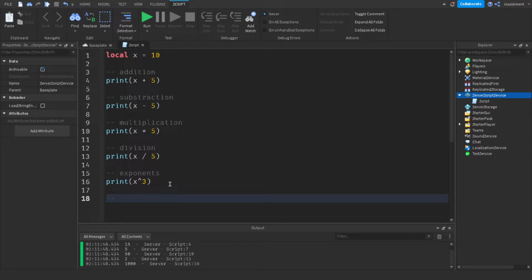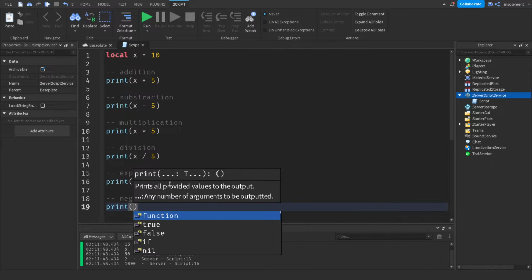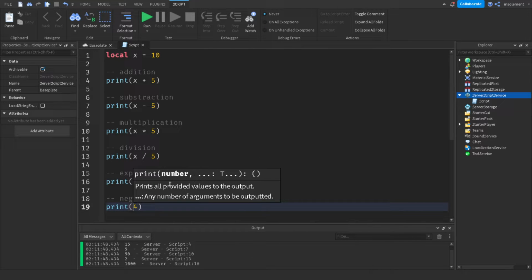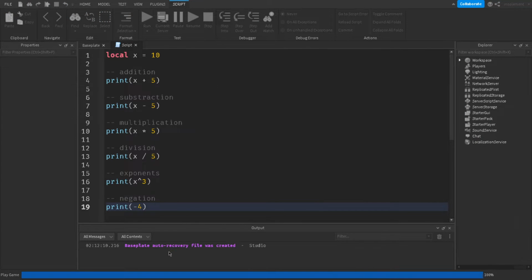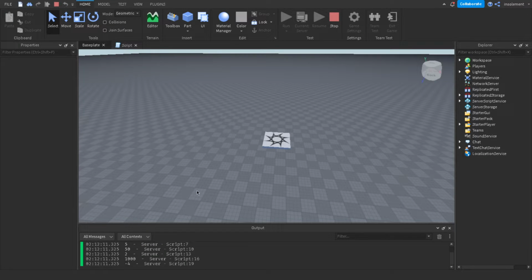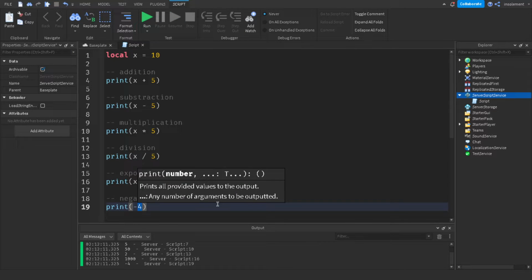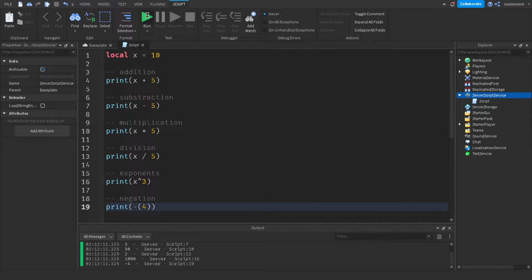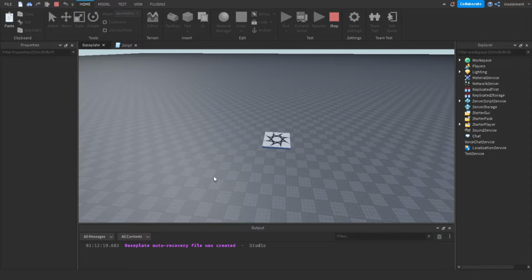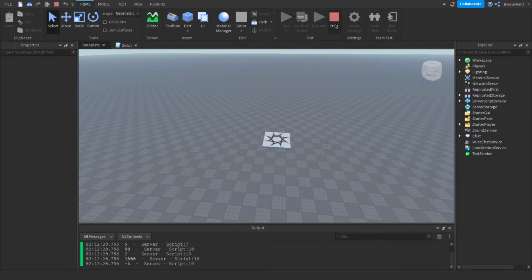Our next operator is called negation. This is basically putting a negative sign in front of a number. So if we were to do 4 as our whole number, and then we put a negative sign, we could see that it turns into -4. And if we were to put parentheses around our 4, it would still become -4, right?